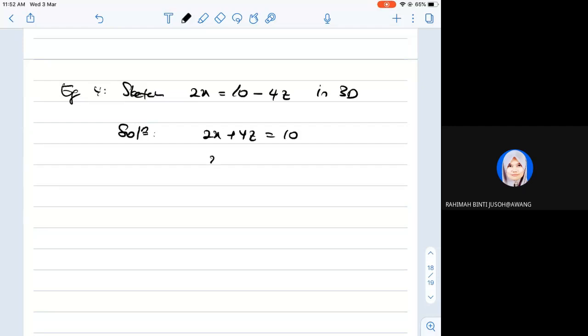After that, divide by 10, right? So we have x over 5 plus z over 5 over 2. Z lah, like this. Okay. So, remember, 5 ni maintain. Z ni you kena terbalikkan dia. 5 over 2 equals to 1.